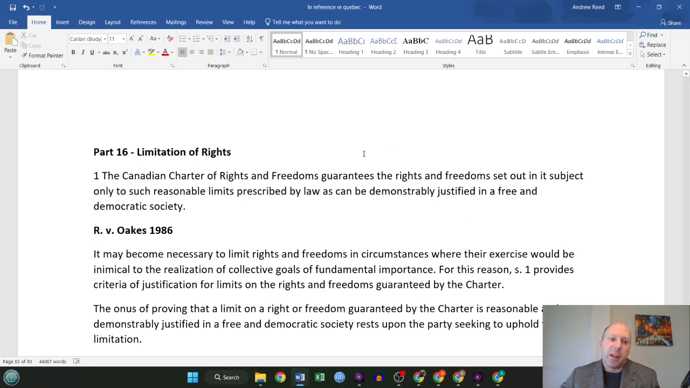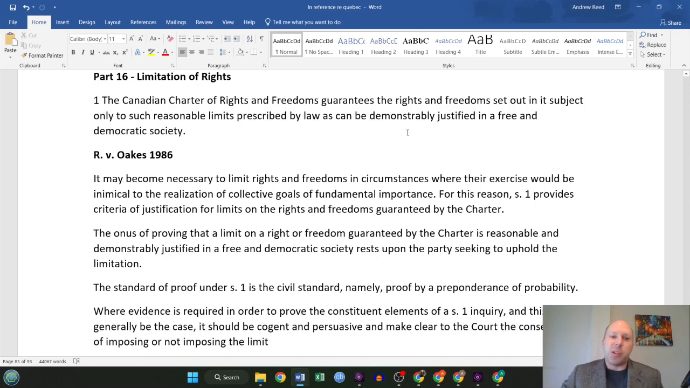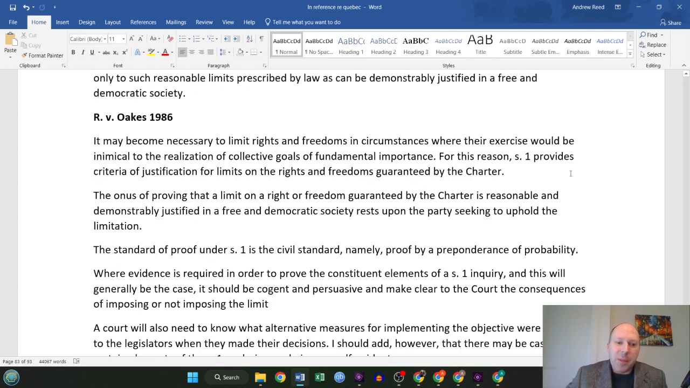Let's get started. So section 1 of the Charter says, the Canadian Charter of Rights and Freedoms guarantees the rights and freedoms set out in it, subject only to such reasonable limits prescribed by law as can be demonstrably justified in a free and democratic society. And the main case that goes to this is R. v. Oakes in 1986. So let's brief that one.